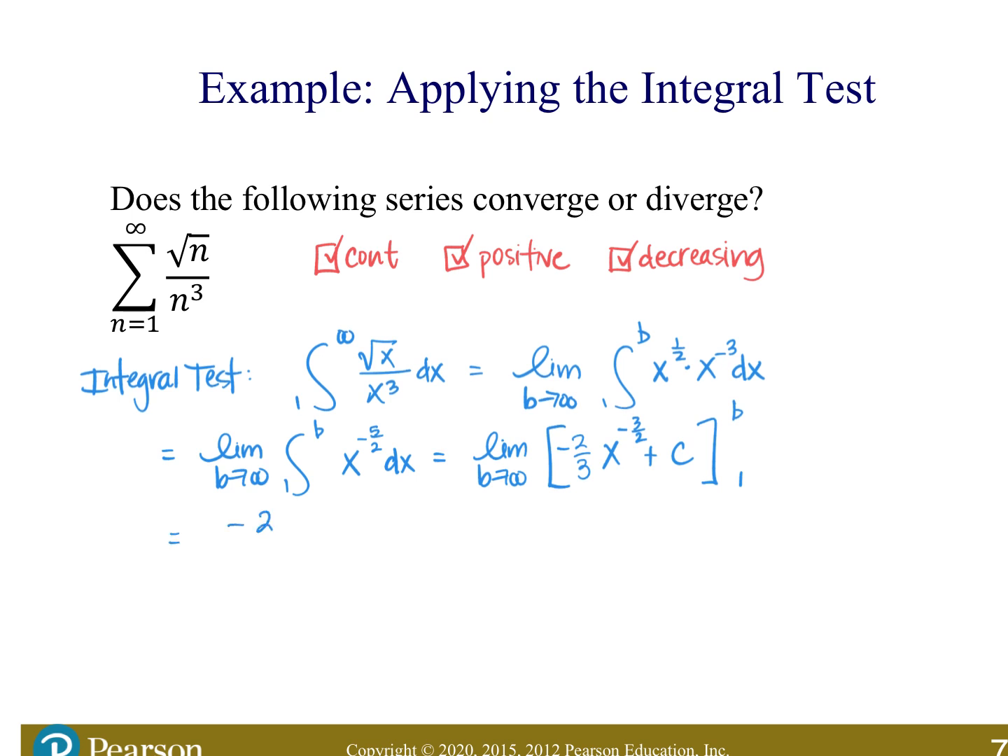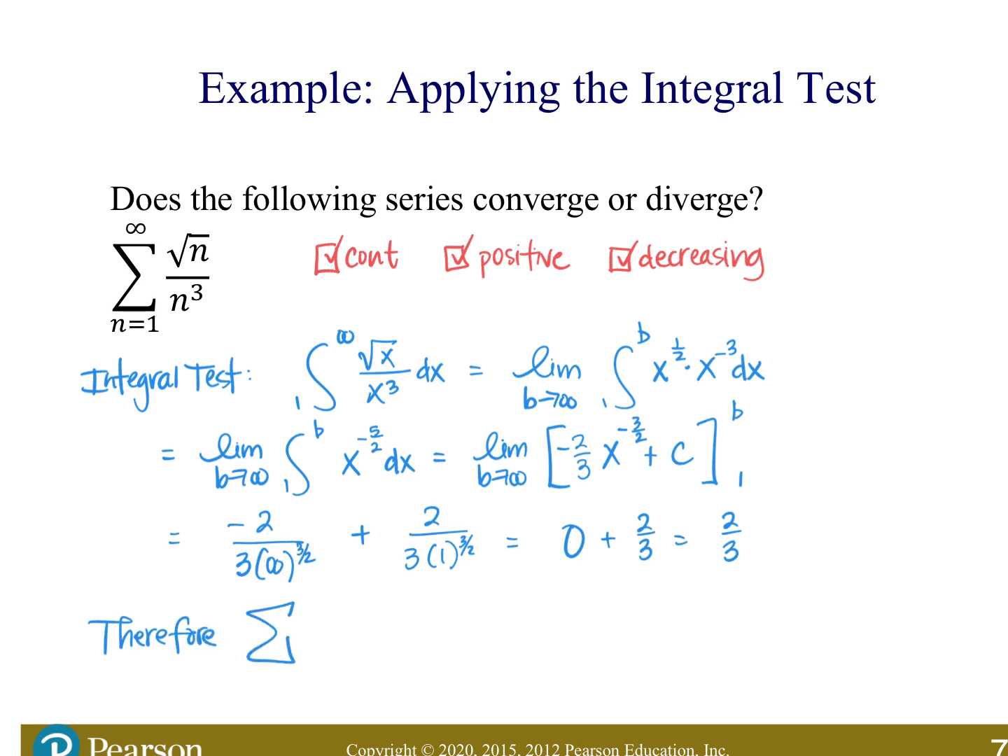So this would be negative 2 over 3, there's my negative 2/3, and then times infinity to the 3 halves, and then plus 2 over 3 times 1 to the 3 halves. So by plugging infinity into the first part, we're going to get 0, and then plus 2/3. And so I get the constant 2/3. So since the integral test turned out to be a constant, it tells me what the series will do. So therefore, the series of rad n over n cubed is convergent.